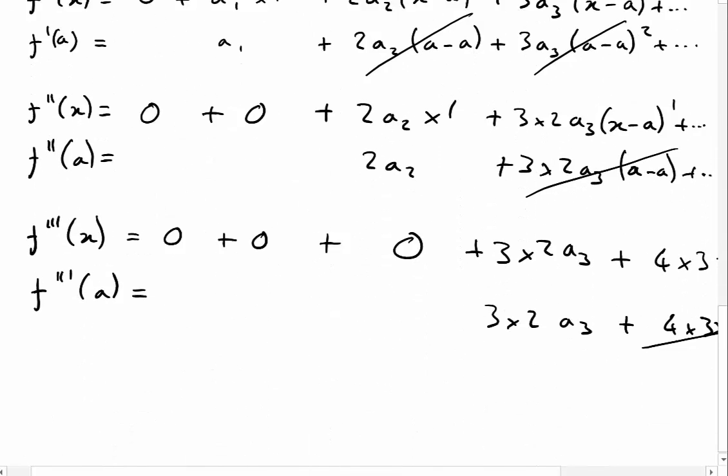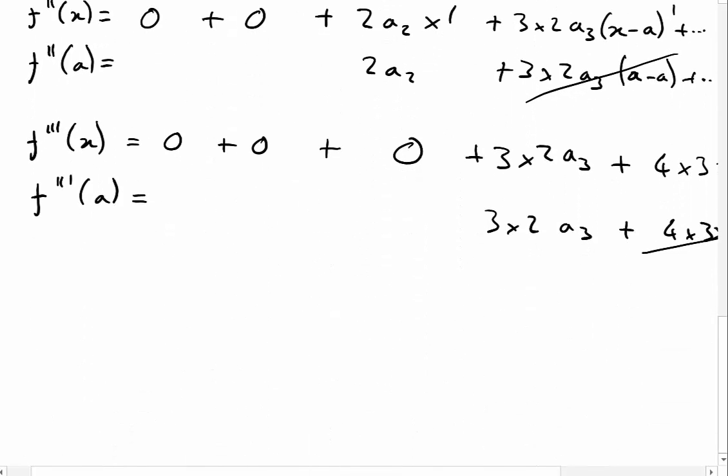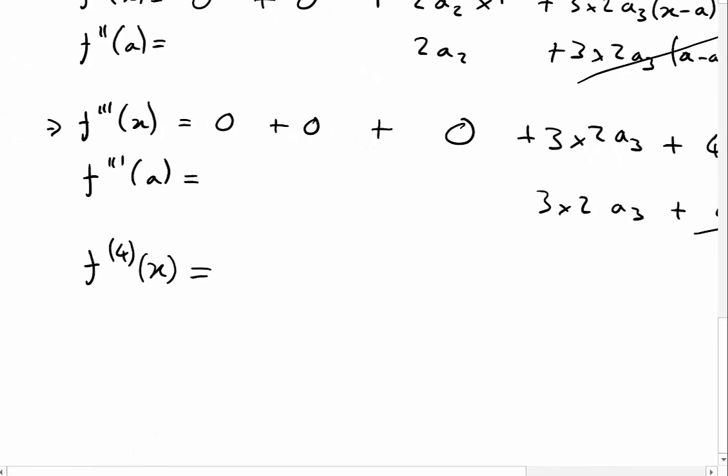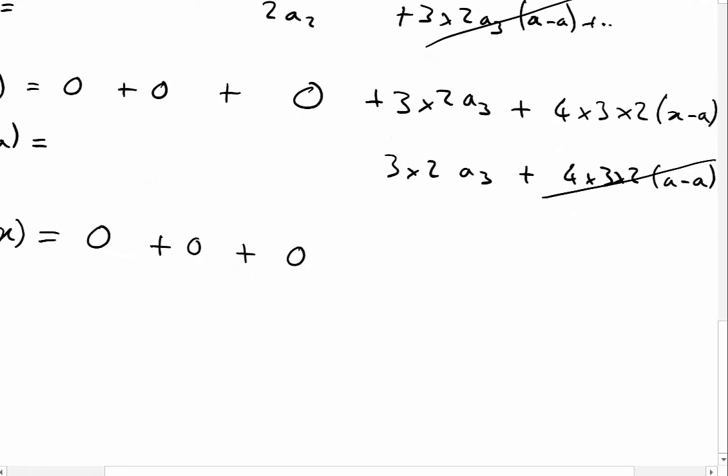I'm just going to consider the fourth derivative, just to make sure you can see the pattern, and I'm going to write the fourth derivative in brackets up here. The fourth derivative is just the derivative of this third derivative. Do it yourself if you're not sure. This is a constant, so this is going to go to 0.